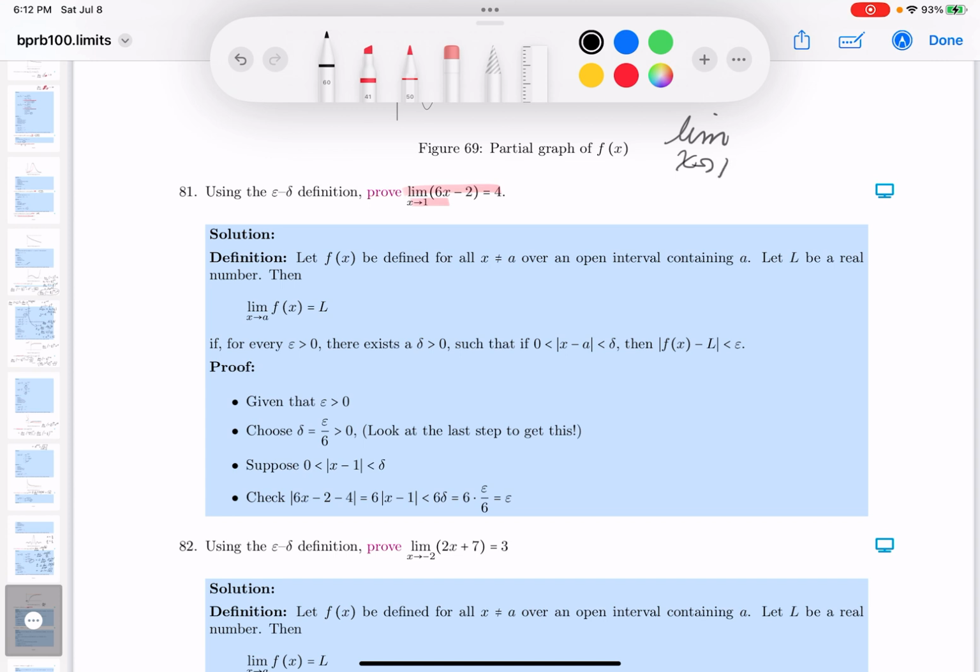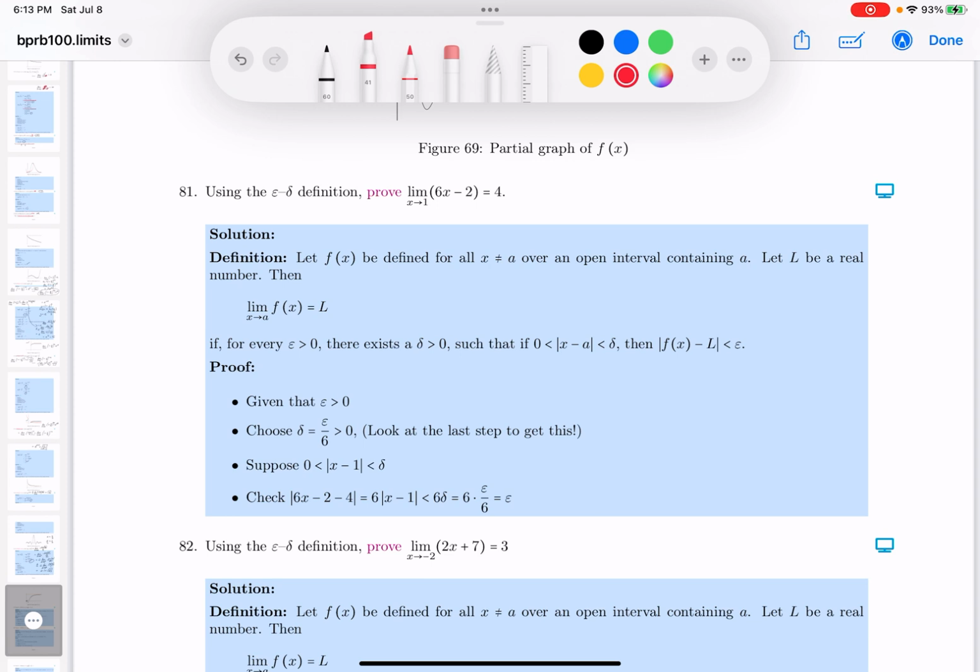the limit as x goes to 1 of 6x minus 2. And you say, oh, the limit laws, you just plug them in, you get 6 minus 2, which is 4. But they're asking you to prove it. All right, not use a limit law, prove it. So we're going to look through the definition of this epsilon delta definition.